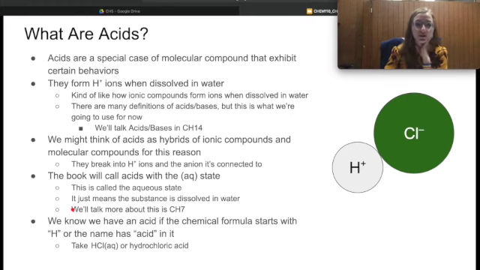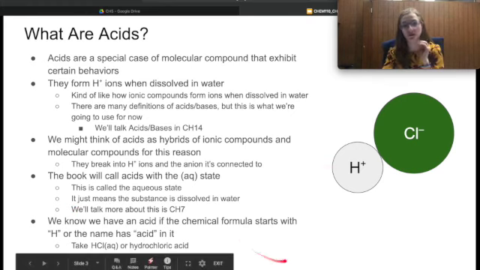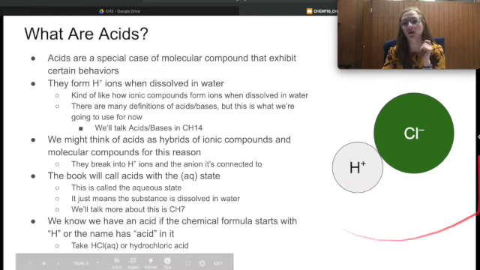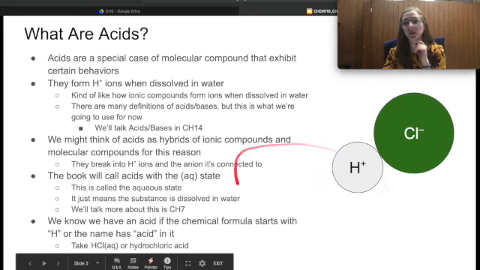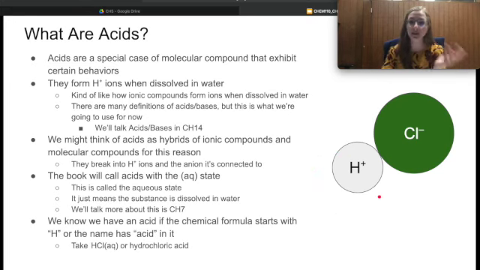So take hydrochloric acid, what I've pictured here on the screen for you. So you can see it's got its little H+ ion and it has the chloride anion. So yes, it's a molecular compound, but this is another way you can think of it because this is what it's going to break into when we put it into water, which is something that's very important when we talk about acids and bases. And again, we'll talk about that when we get to chapter 14 on acids and bases.